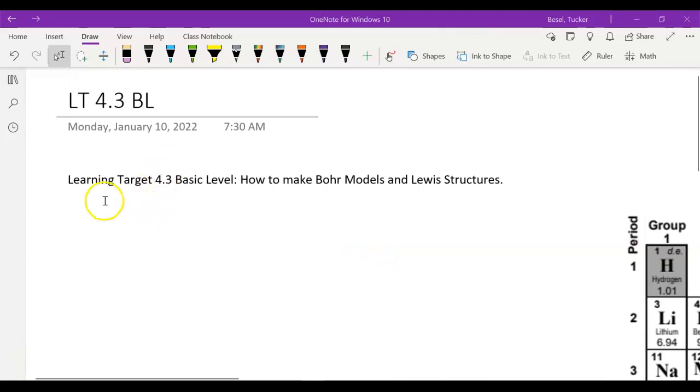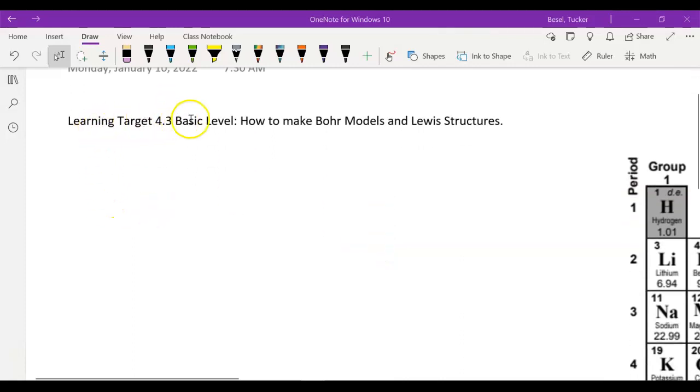So, this is for Learning Target 4.3 at the basic level, and by the end of the video, you're going to know how to make Bohr models and Lewis structures for elements on the periodic table. Things that you should already know are what Bohr models are, what Lewis structures are, and how to make Lewis structures too, because in the previous video I went over that. You should also know what valence electrons are. If you don't know those things, go back to the previous video at the approaching level, watch that, take notes, and come back.